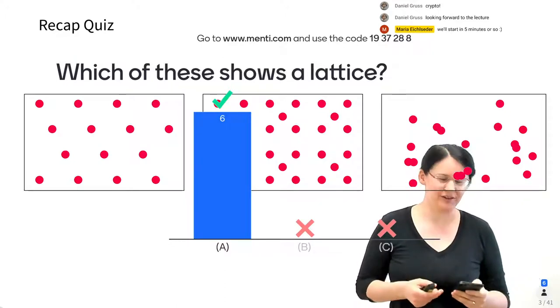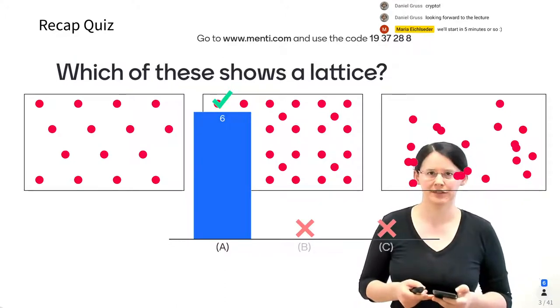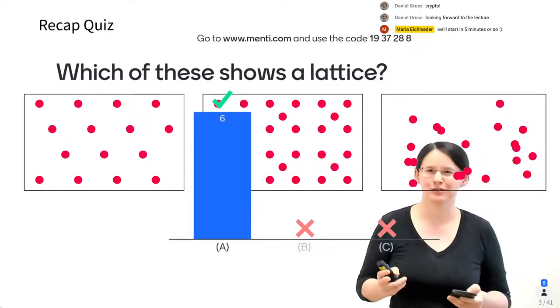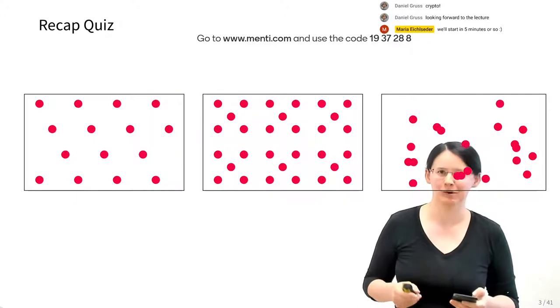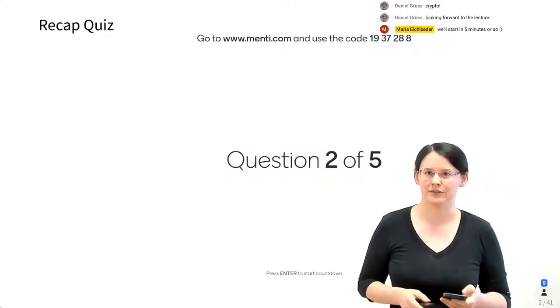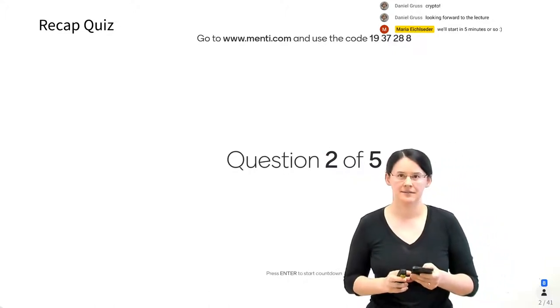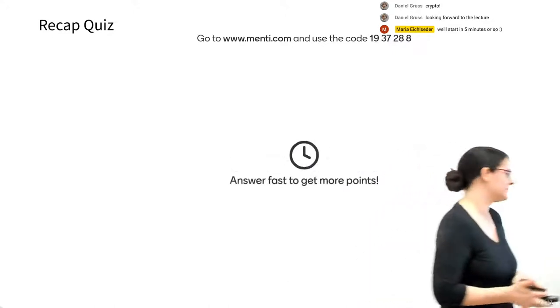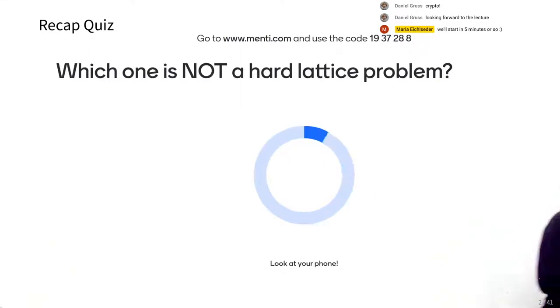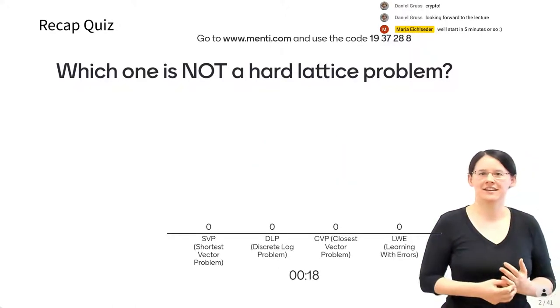Okay, but you all got that right, so I think we can go to the next question. And in the meantime, I will quickly hide to my computer because I think I forgot to include the leaderboard. Let's have a look at that in a moment. And in the meantime, you can have a look at the next question. Which of these is not a lattice problem?